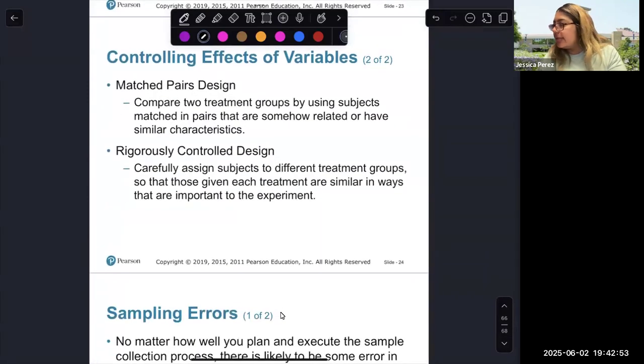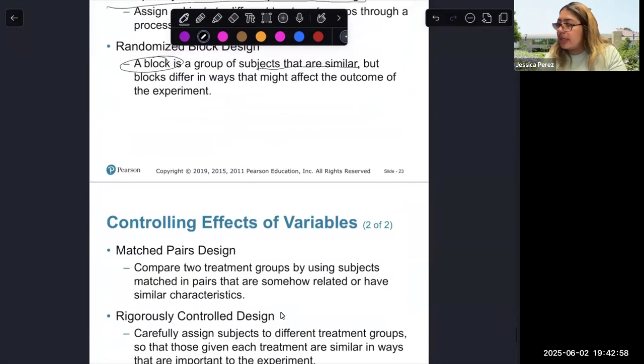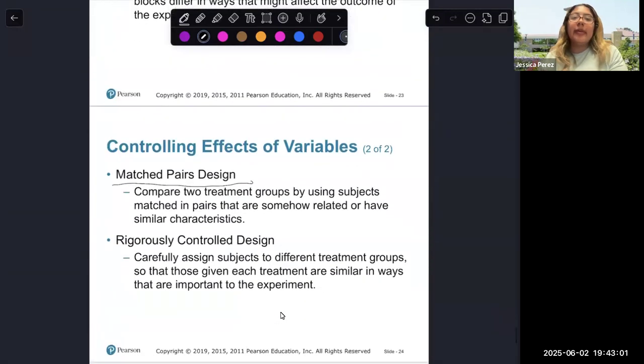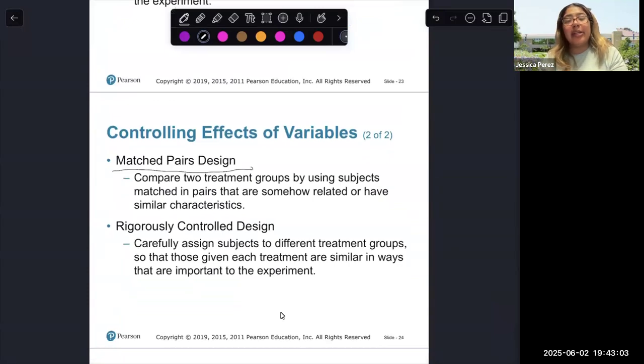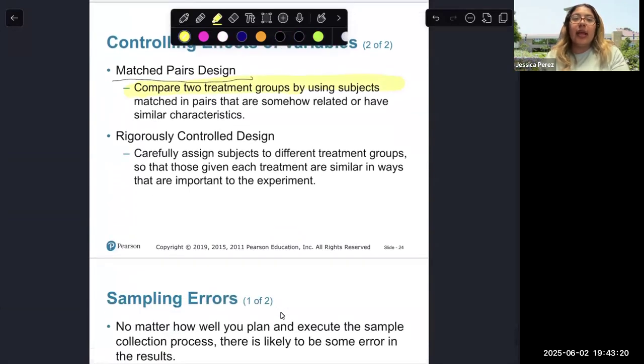The controlling effects, there's another one that's called using a matched pairs design. When we compare two treatment groups by using subjects in matched pairs that are somehow related or have similar characteristics. So this is more specifically comparing two treatment groups by using subjects in matched pairs. So in pairs, I'm going to be doing these effects. That is why it's called matched pairs, because you're pairing the subjects. You're using the pairs of the subjects.